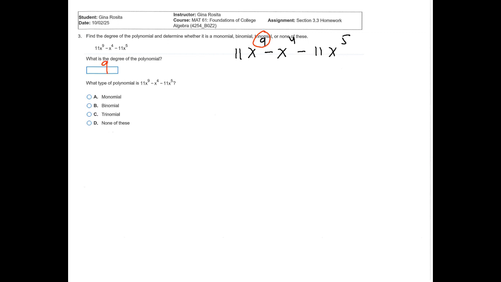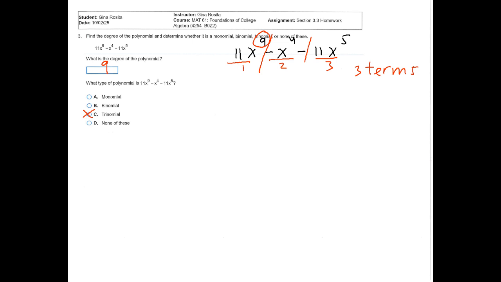Now, what type of polynomial is 11x to the 9 minus x to the 4th minus 11x to the 5th? So how many terms? 1, 2, because this is the first, the second, the third. So we have 3 terms. So which one do you choose? Monomial, binomial, trinomial, or none of these? Of course, trinomial. Okay.